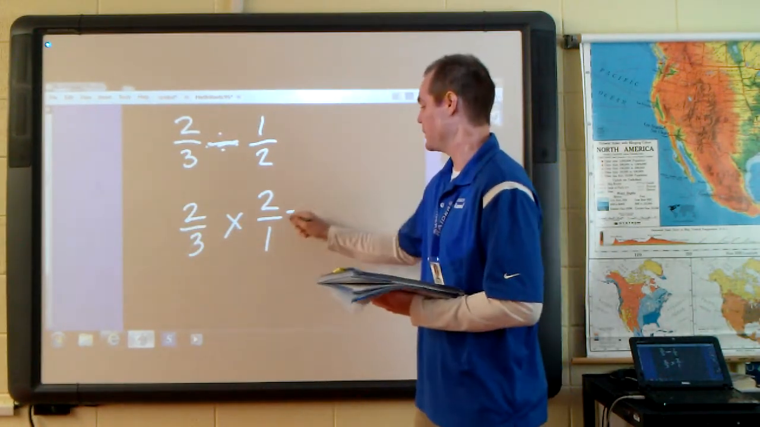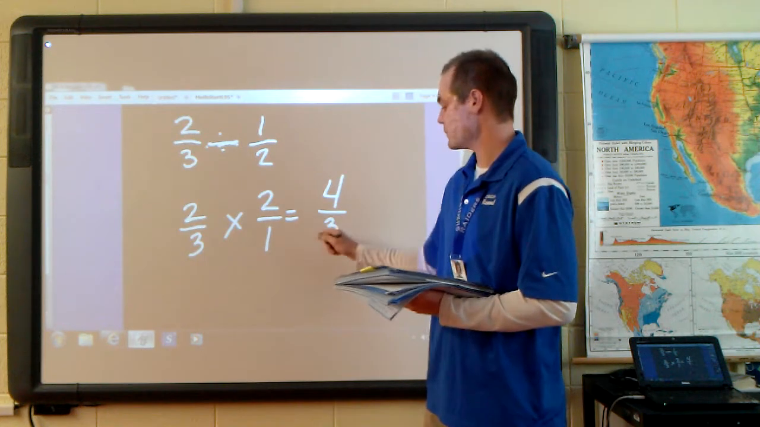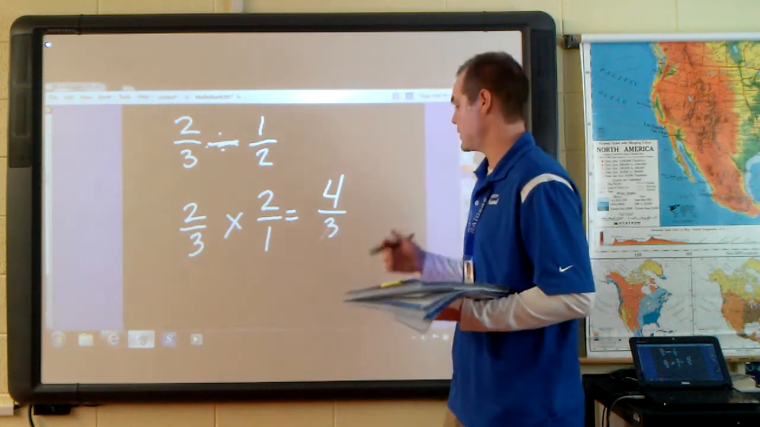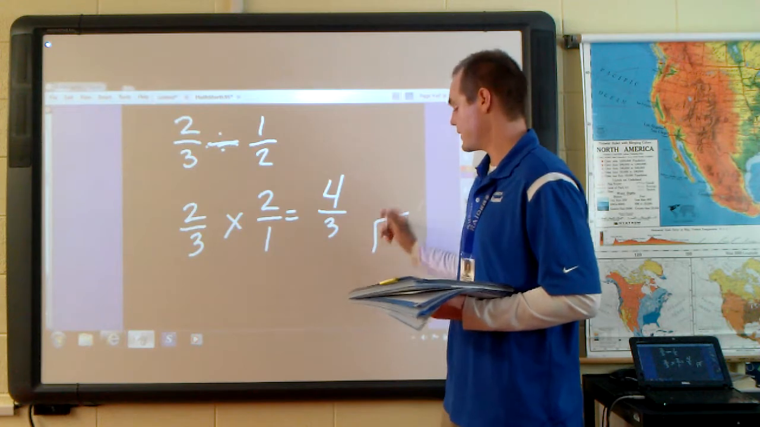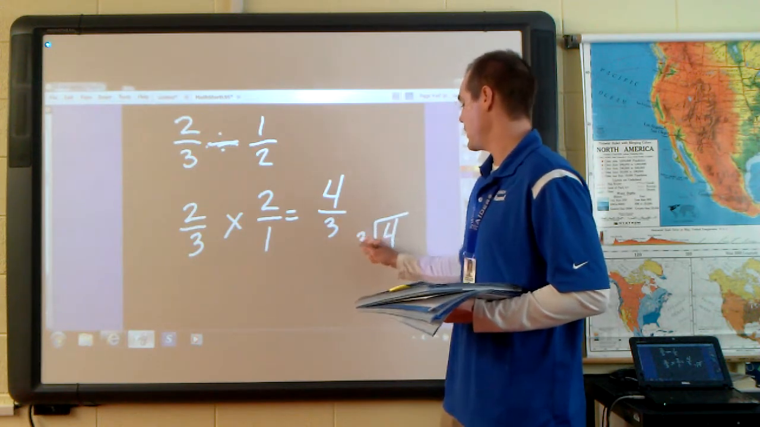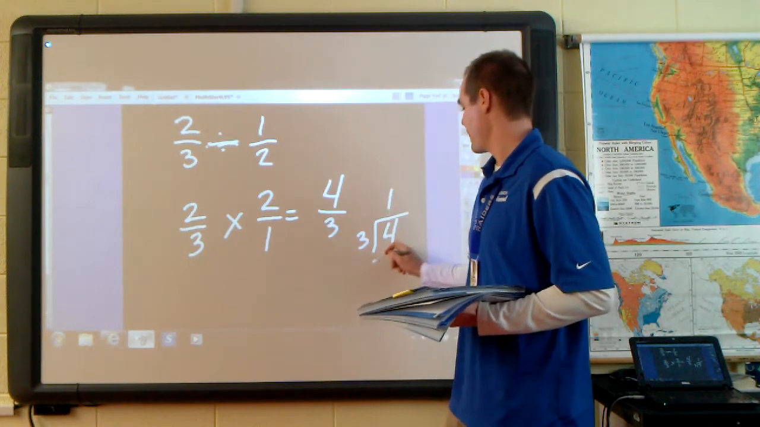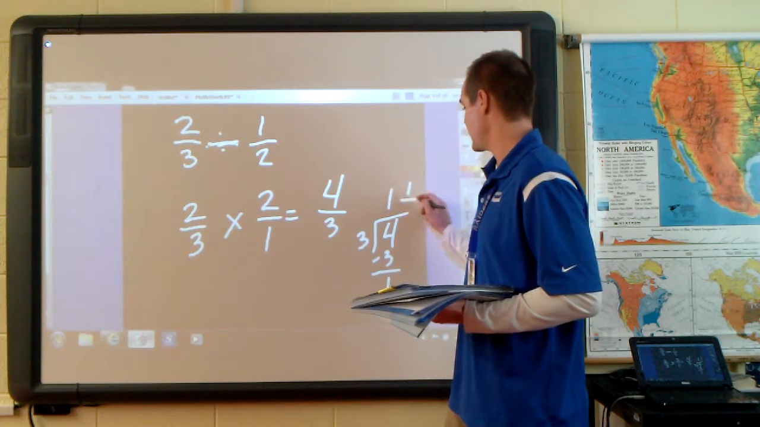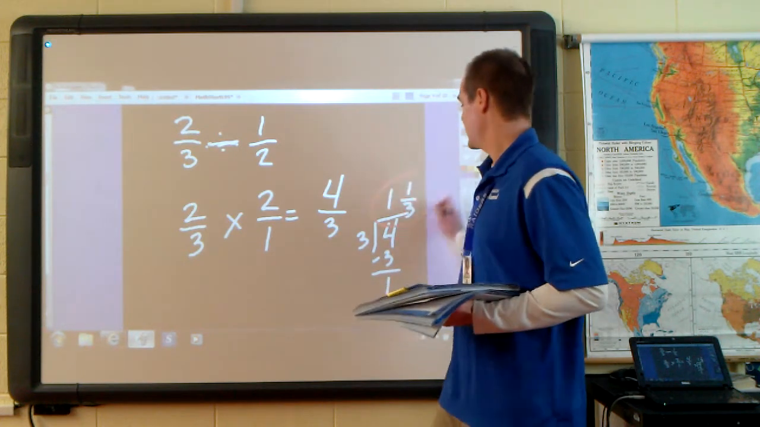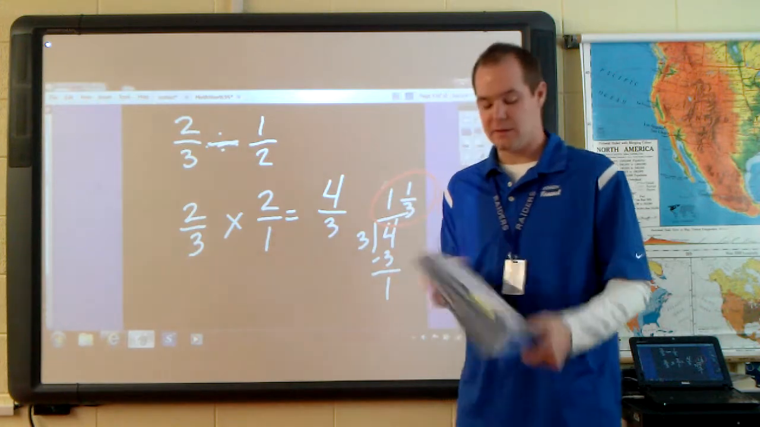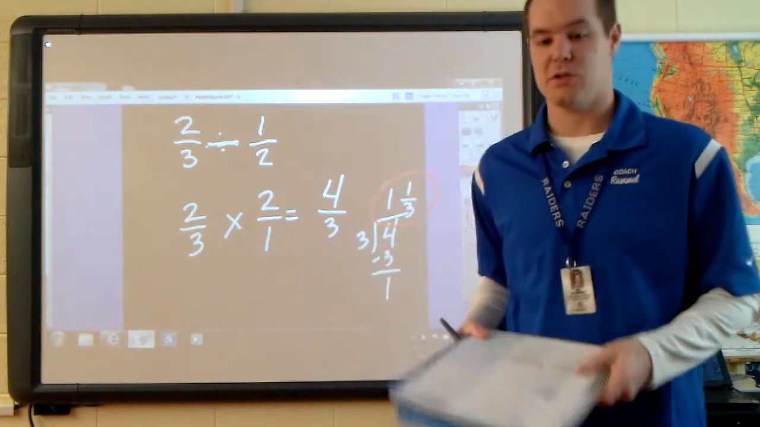Now when we multiply, 2 times 2 is 4. We get 4/3. We of course simplify that fraction, or reduce that improper fraction by dividing 4 by 3. Our answer ends up being 1 1/3, which is what you'll write down on the first example line on your answer sheets.